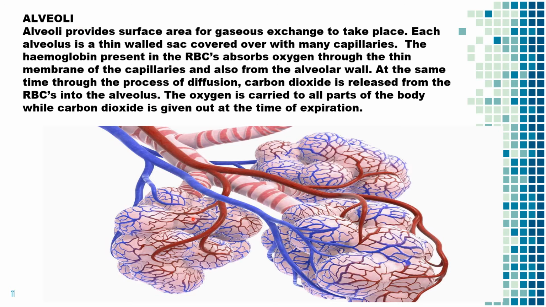Alveoli. Alveoli are the sac-like structures which are present in the lungs. These sacs are filled with air. Each alveolus is surrounded by many thin walled capillaries. So these red colored and blue colored blood vessels are called capillaries. These capillaries are thin walled, so exchange of gases can take place between the capillaries and the alveolus.